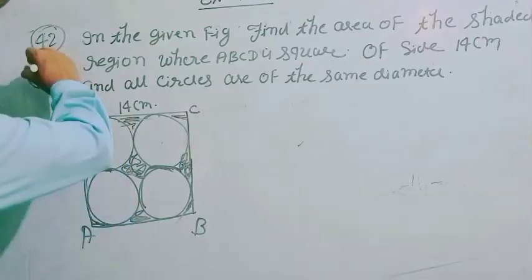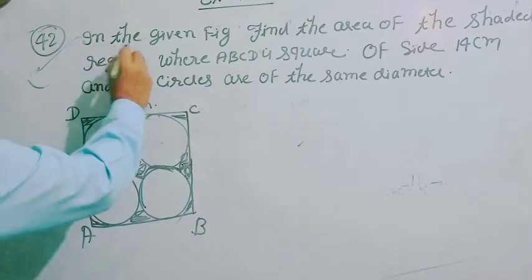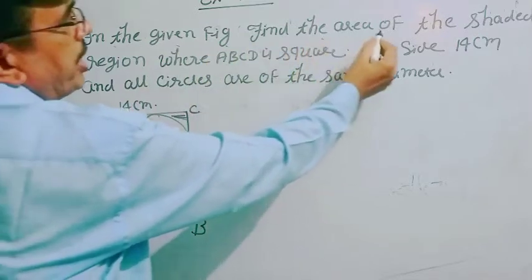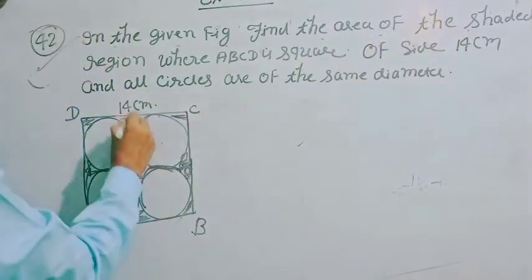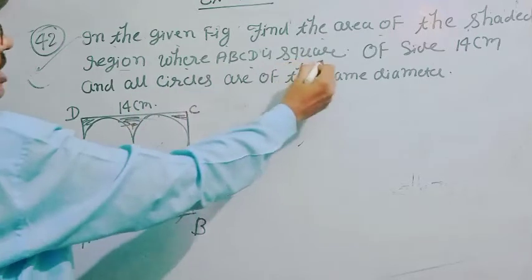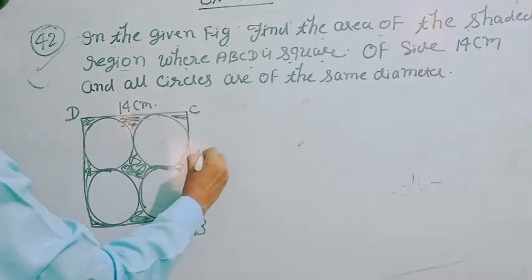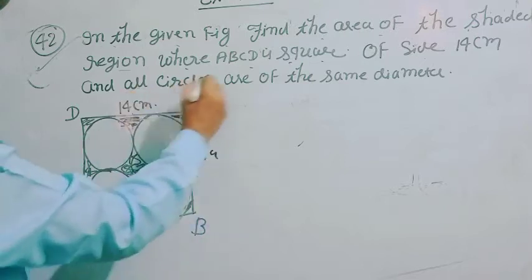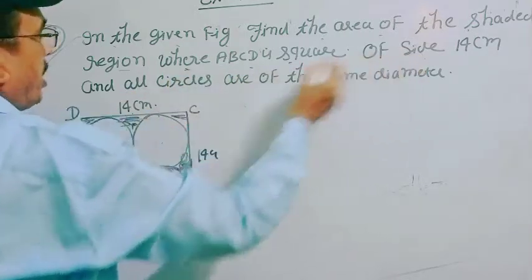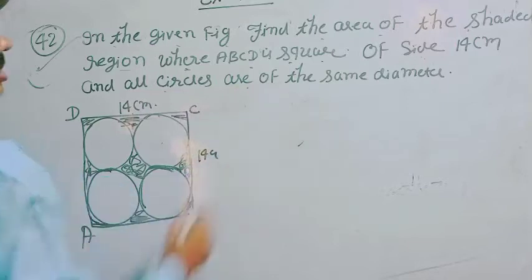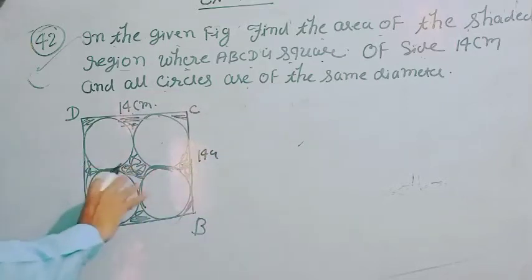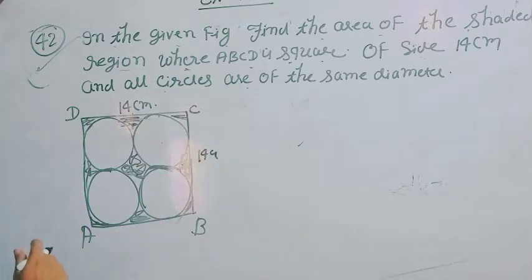Now see question number 42. In the given figure, find the area of the shaded region where ABCD is a square of side 14 cm. All circles are of the same diameter, and the radii of all the circles are equal.